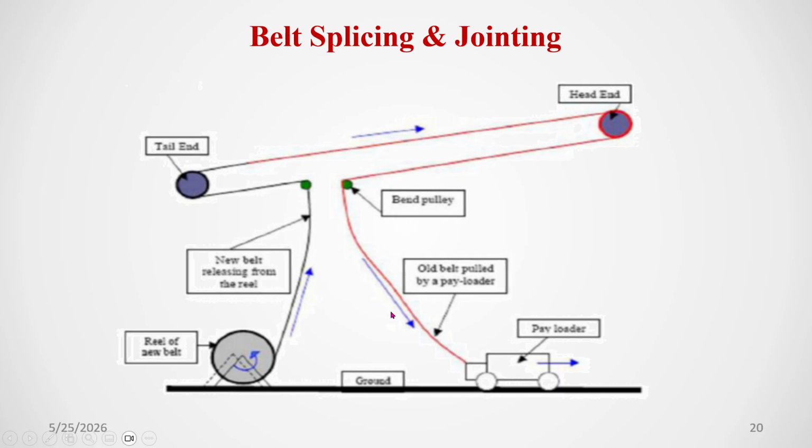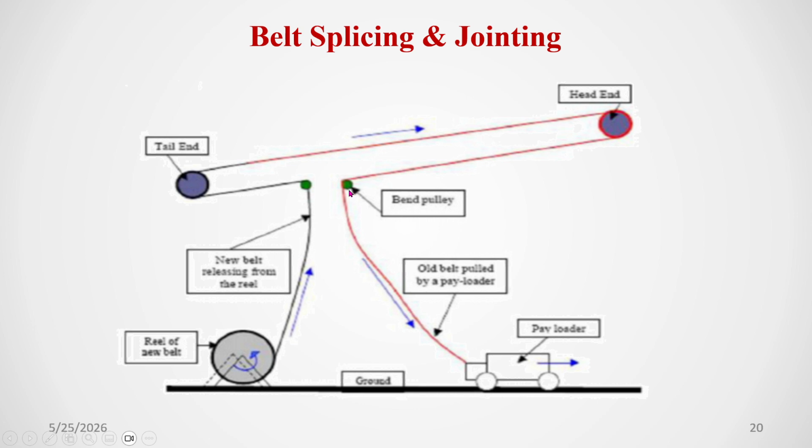How will we do this? You see, the red one is the old belt, and this one is the new belt with reel. First of all, you have to cut the old belt, then pull it and tie it with the payloader, to the old belt. That is what you have to replace.